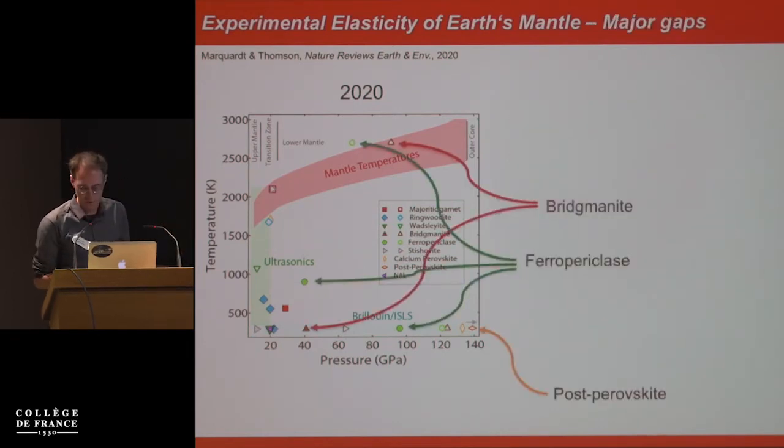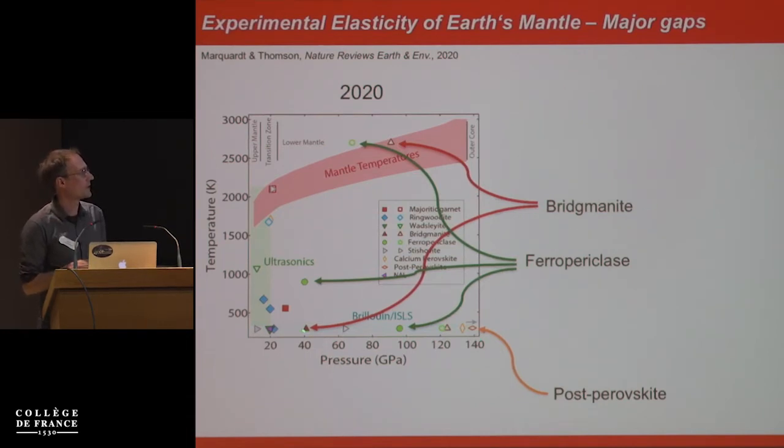Just to highlight a few things, post-perovskite has been measured in only one study, at roughly core-mantle boundary conditions, on a polycrystalline sample. But post-perovskite is usually considered to be the cause for the D'' anisotropy, for which interpretation you would need the elastic constants. You need the anisotropy, which you cannot get from a polycrystalline measurement.